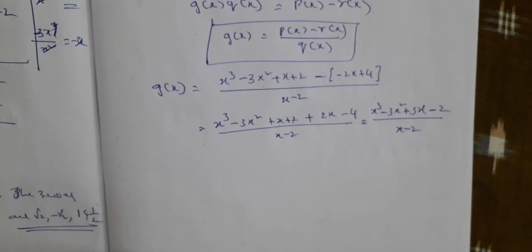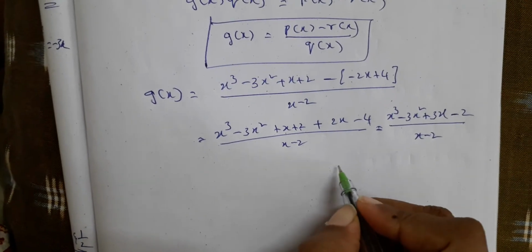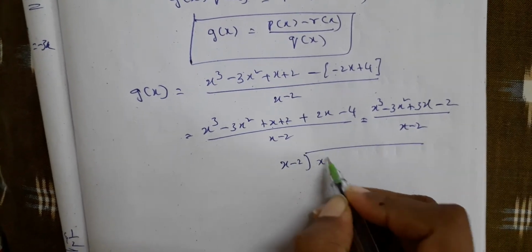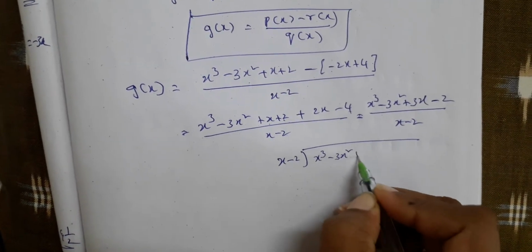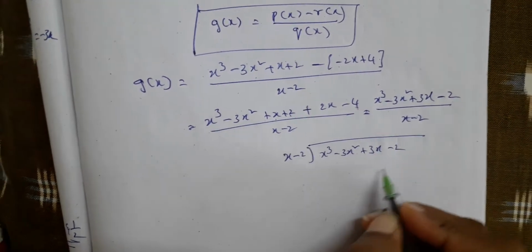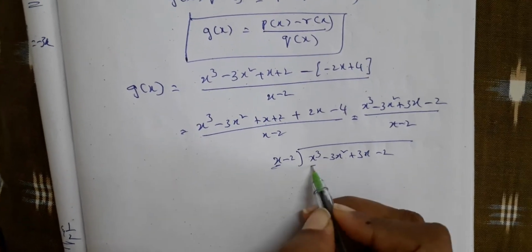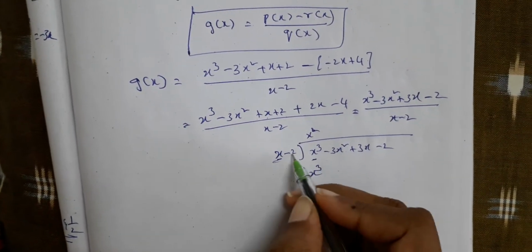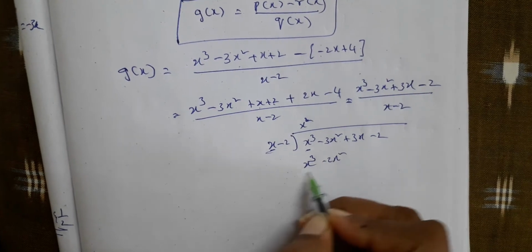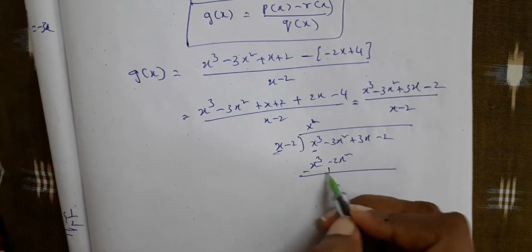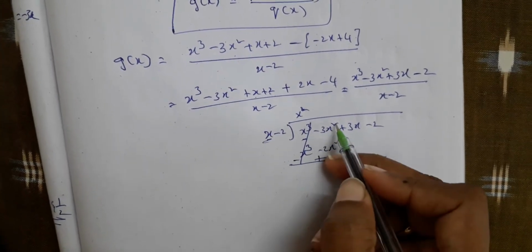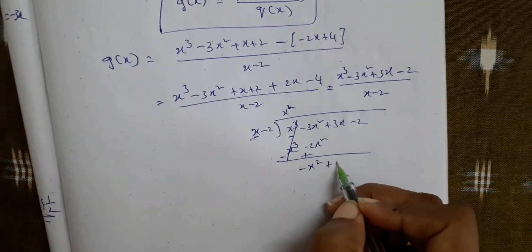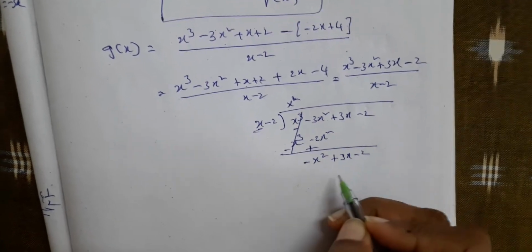Okay children? So therefore x minus 2 dividing x cube minus 3x square plus 3x minus 2. As it is, x and x cube, you have to observe, x square. So this is x cube minus 2x square. So subtraction signs will change. Minus 3x square plus 2x square is minus x square. Now descend the remaining terms.